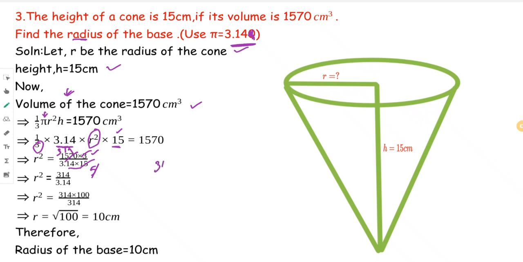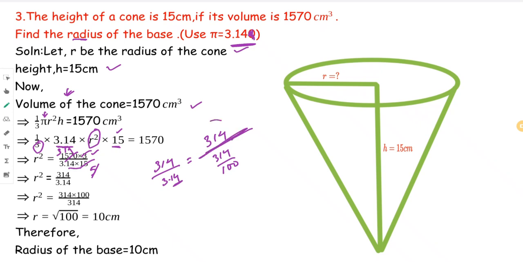So what am I having here? I'm having 314 divided by 3.14, right? So I'll try to remove this decimal point. Okay, that means what will I have? I'll have 314 divided by 314 divided by 100. Why? Because after the point there are 2 digits, right? So divide by 100.